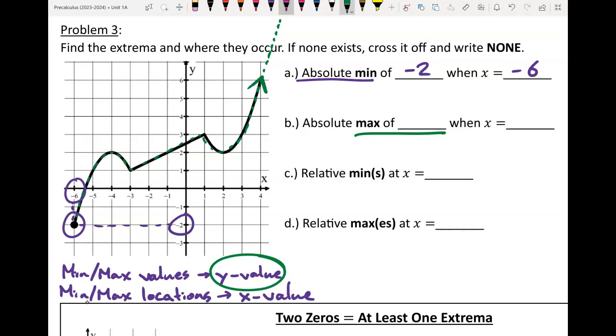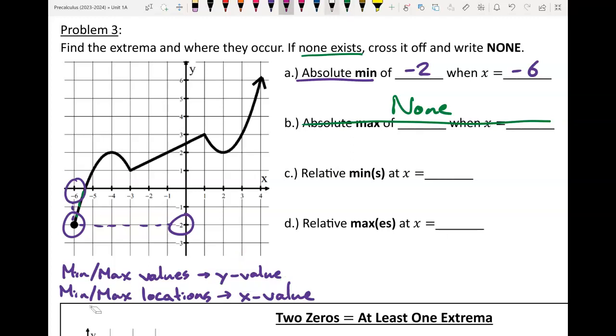Infinity is a concept that we are getting extremely large. We just keep on getting bigger and bigger and bigger. So whenever we are increasing or decreasing without bound, there is no absolute max or min. So they told us if none exist, cross it off and write none. So there is none there.